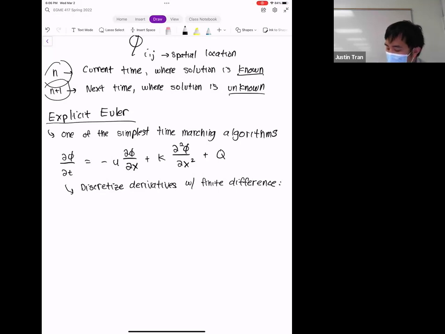Okay. And we have three derivatives here. So I'm going to be a little bit explicit here and say which schemes we're going to use for each one. Okay. And so first we have the unsteady term. For unsteady, we're going to use a forward difference in time. The "in time" part is important, and you'll see what that means notationally in a bit.